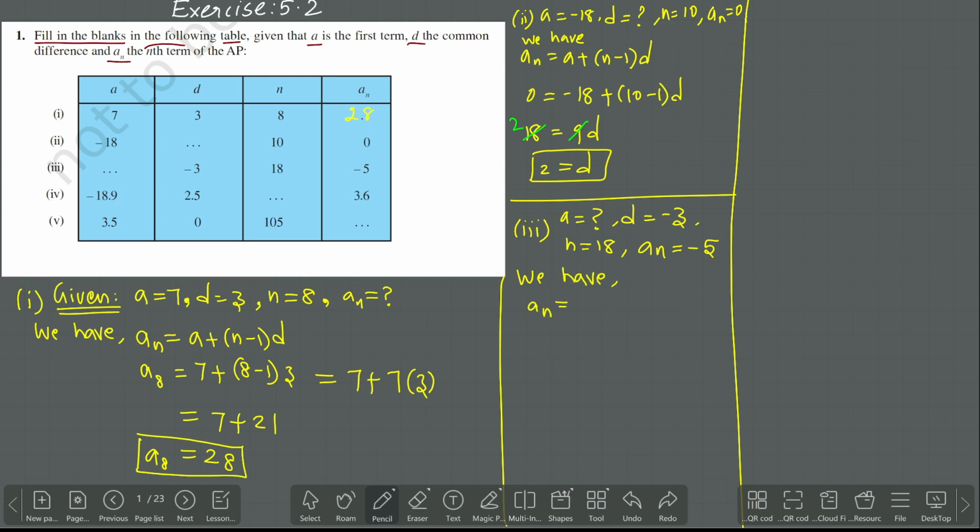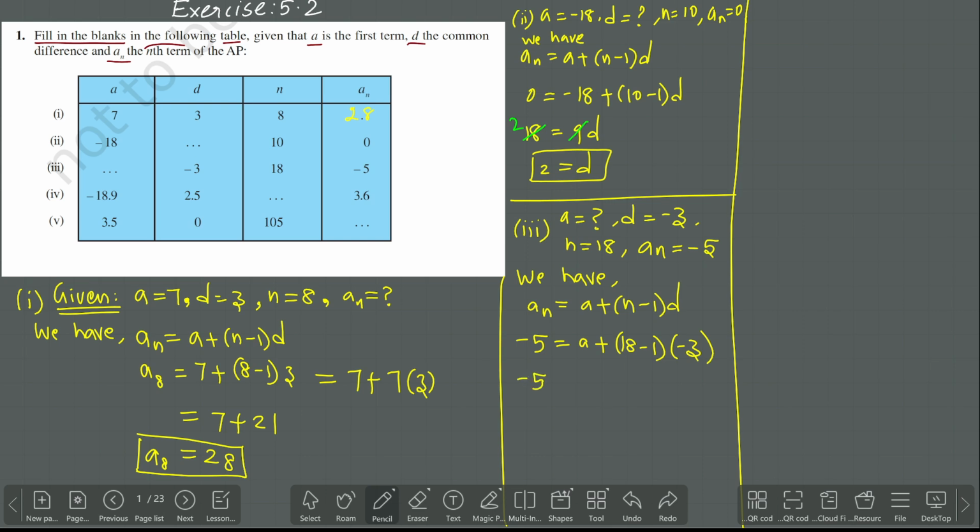AN equal to the formula A plus N minus 1 into D. AN value minus 5, it's given. A value we have to find. N value they said 18, then minus 1. D value they gave minus 3. Then what we have to do? The bracket, it's very important. Minus 3 we have to give inside the bracket. Right, now you simplify this.